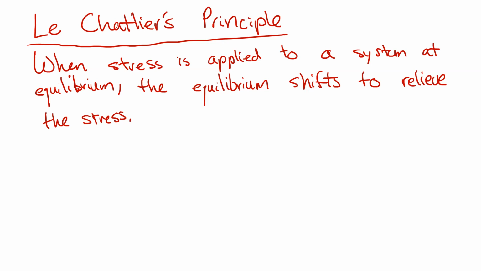If stress is placed upon a system at equilibrium, the equilibrium shifts to relieve that stress. Literally reading to you guys from my study guide, the word stress means anything that disturbs the original equilibrium. So once a reaction reaches equilibrium, things can happen that move it away from equilibrium.